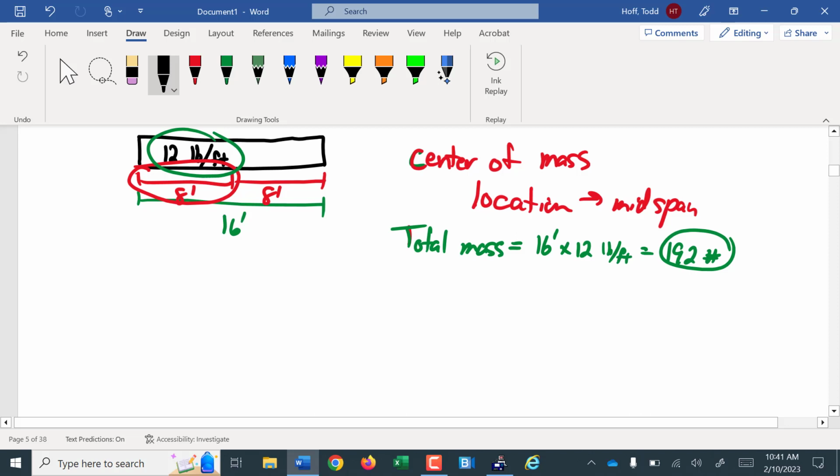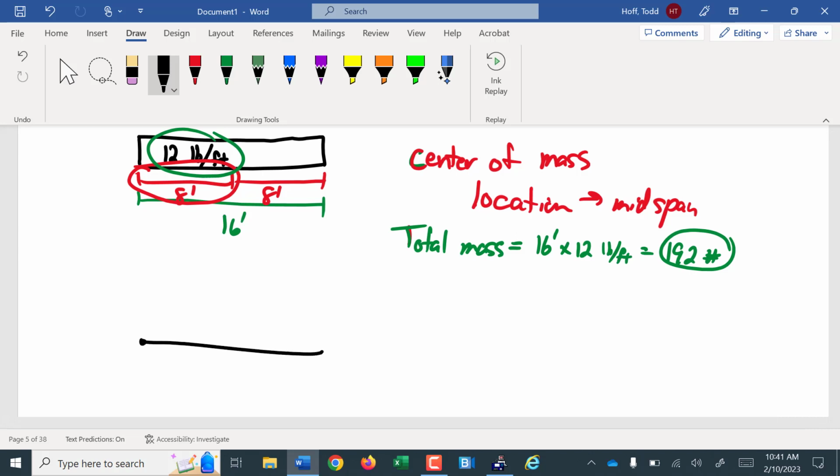So for a uniform mass, kind of boring. Just find the total mass, it's right in the center. What if it's not a uniform mass? So let's look at if we have some sort of a beam, and we're going to do a physics beam here. It's a weightless beam with what we call concentrated loads.